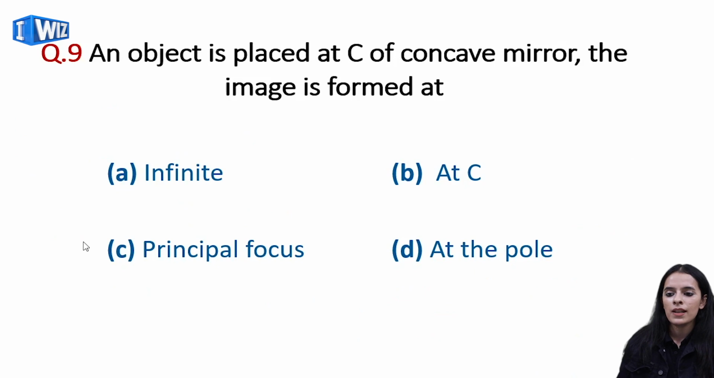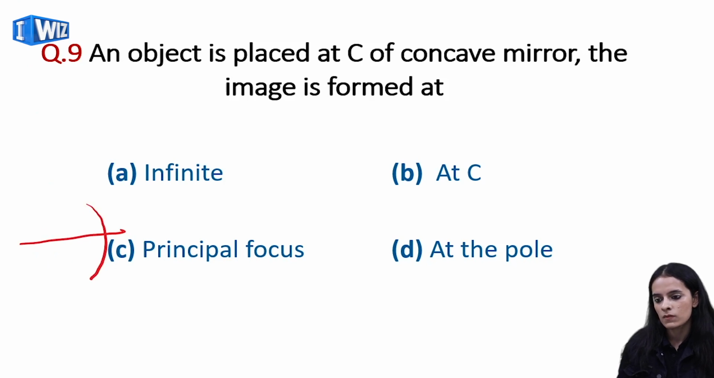An object is placed at C. C means center of curvature of a concave mirror. The image is formed at? When the object is placed at the center of curvature, like here, this one is the focus, this is the pole. When the object is placed at C, the first ray of light will strike parallel to the principal axis and it will always pass through the focus. The next ray of light will pass through the focus and it will go parallel.